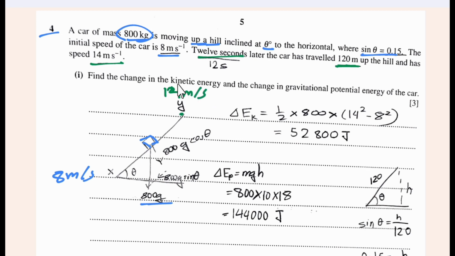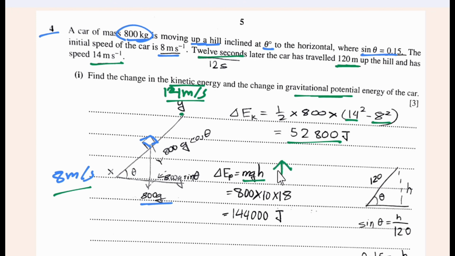Now find the change in kinetic energy. So change in kinetic energy is equal to half into mass into speed squared, that is final speed squared minus initial speed squared. So this is the change in kinetic energy, and these are the values of speed. Then the change in gravitational potential energy. We know that gravitational potential energy is mass into gravitational field strength into vertical height.